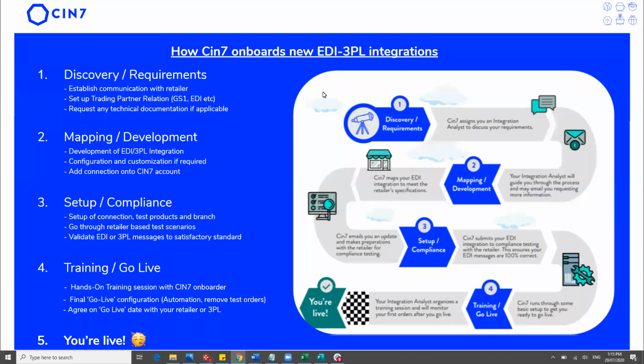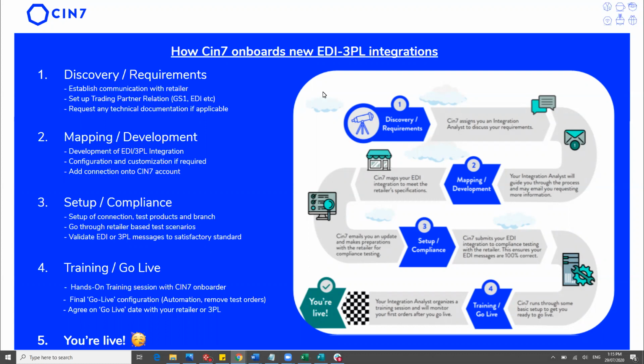Just like I mentioned before, when we pass that over to the developers, that would move us into the mapping and development stage. Now, the development of the EDI 3PL integration basically entails us mapping the file and making sure the structure is compliant to what the specifications have been given by the retailer.